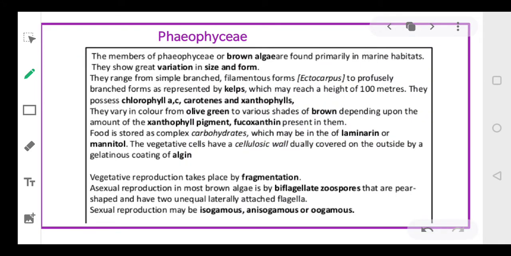Let's study them. As I told you, they are referred to as brown algae. They are available in various shapes and sizes. They can be simple branched filamentous forms, and they can be profusely branched, as in the case of kelps, which can reach up to 100 meters. They contain various pigments like chlorophyll A, C, carotenoids, xanthophylls, and they give different colors from olive green to different shades of brown. Okay everyone? Storage of food is mainly in the form of carbohydrates, laminarin and mannitol, and their body is covered with a gelatinous coating called algin.